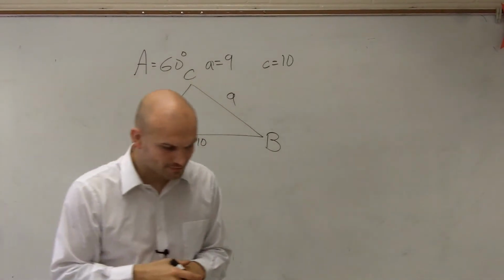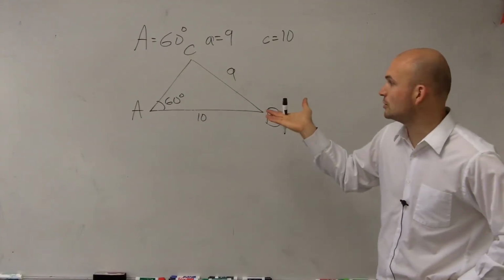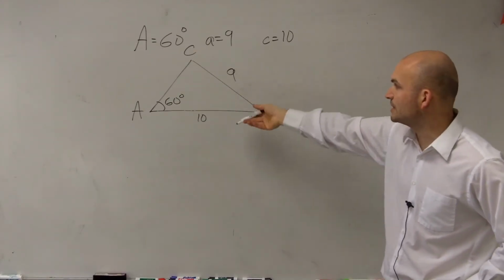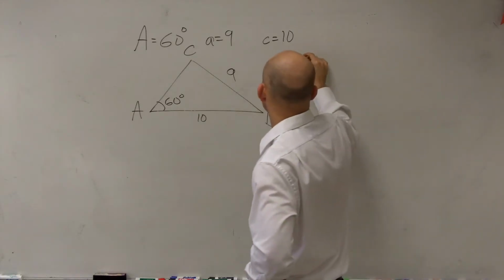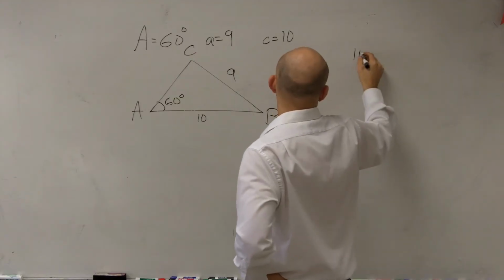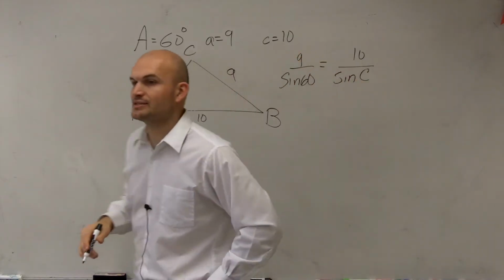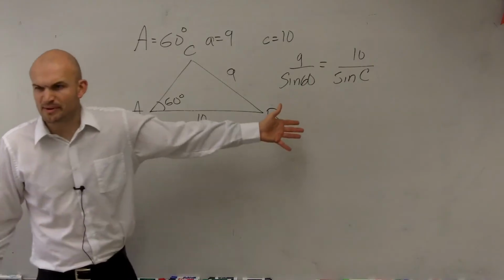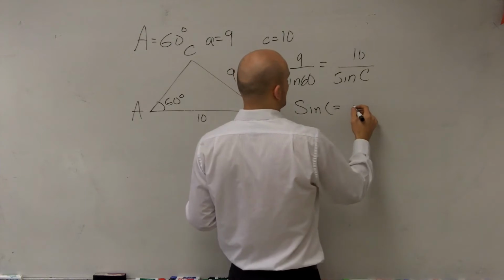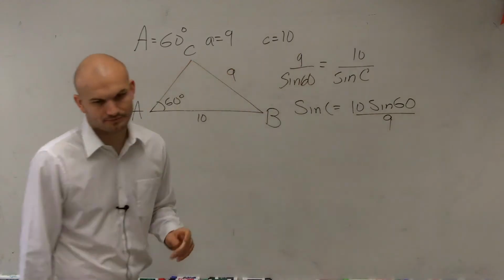What we first want to do with this problem is use our law of sines to figure out what the angle C is going to be. So I have 9 over the sine of 60 equals 10 over the sine of C. Everybody can get to this point, right, Elizabeth? Yes. Okay, it's pretty basic, and then we can solve for the sine of C. So the sine of C equals 10 times the sine of 60 divided by 9.